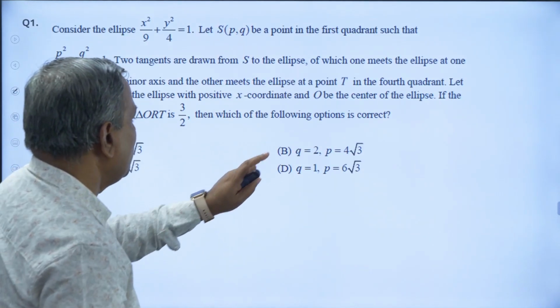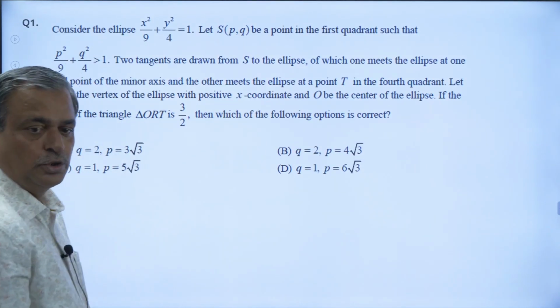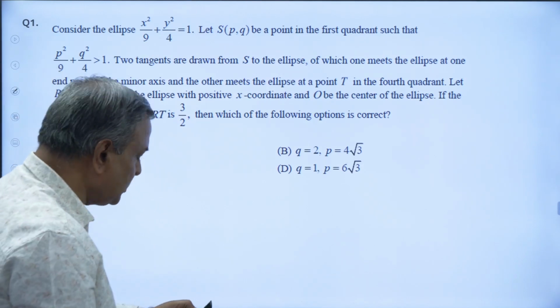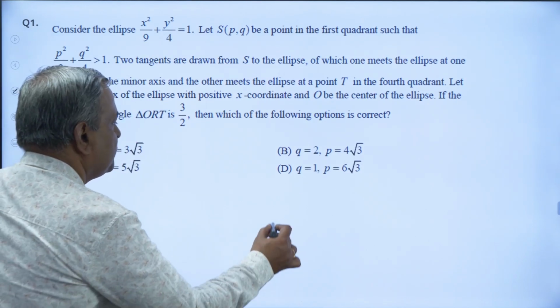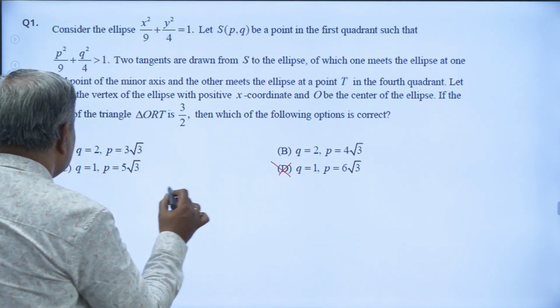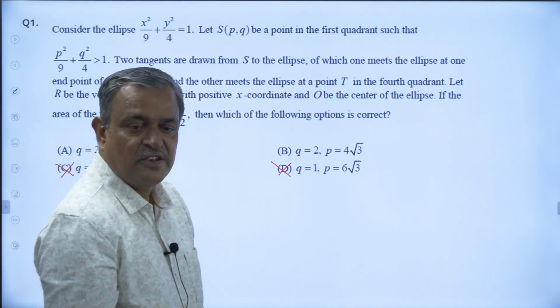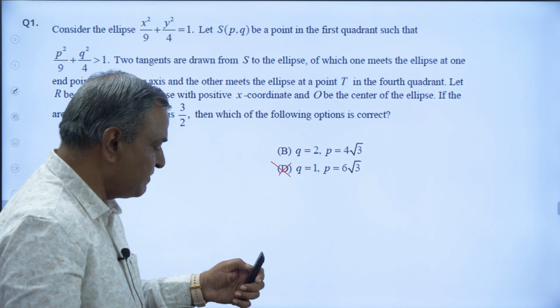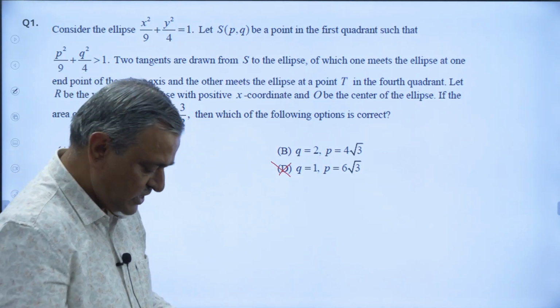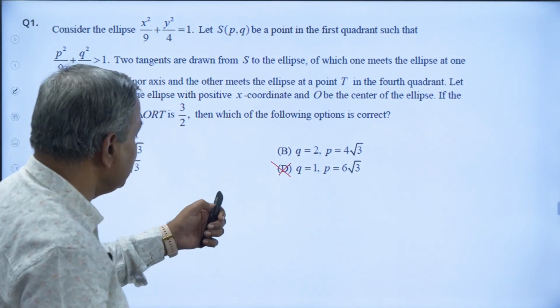Which of the following is correct? Q is equal to 2. So already we got Q is equal to 2, so this option is rejected. Two options are left. Q is equal to 2 and the P value you have to find out. Okay. Now what information is given about the tangent?